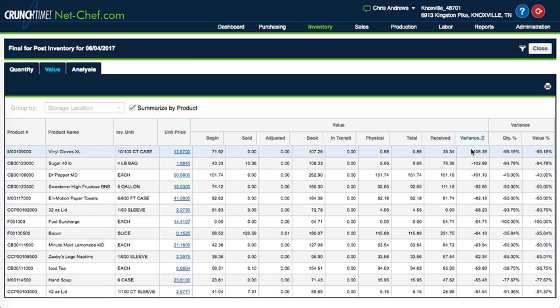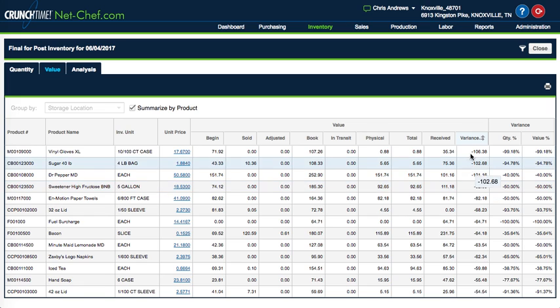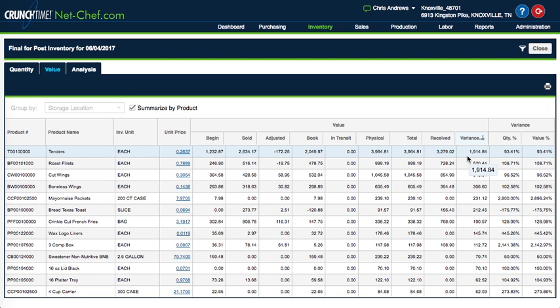So essentially what this is telling me is, say on vinyl gloves, extra large, that I have $106 less in my inventory than the system thinks I should have. It thinks I've got $106 less of vinyl gloves, and $102 less of sugar. It's showing you the variance value of each one of those items. So if it's a negative, then you have less in your inventory than you should. If I click variance again, it will bump up positive variance values.